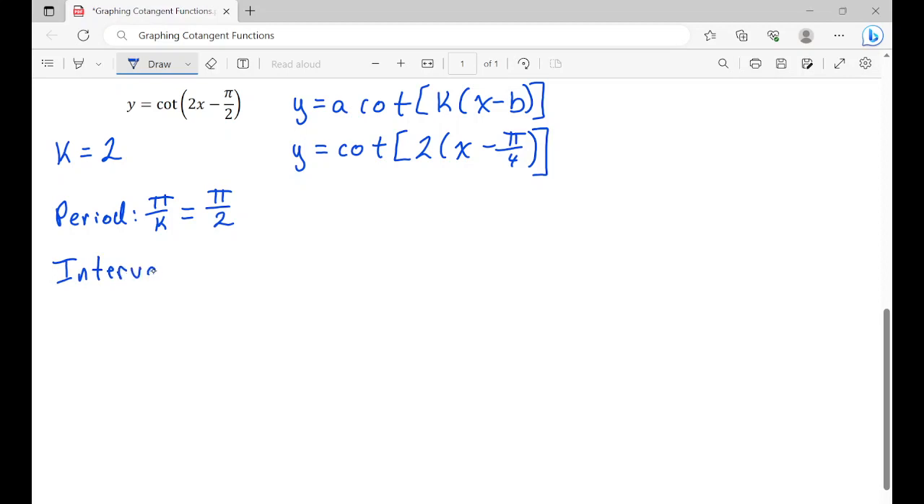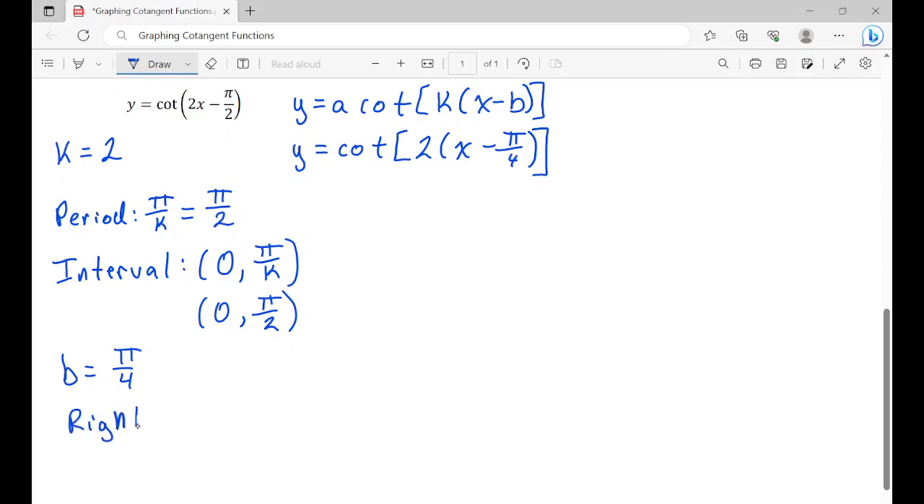So the interval is from 0 to pi over k, which is going to give me 0 to pi over 2. Now that's assuming the phase shift doesn't exist, but we both know it exists. So let's go back to it. The phase shift here is pi over 4 because it's a minus, so I just need b. So b equals pi over 4, which means this is being shifted to the right.